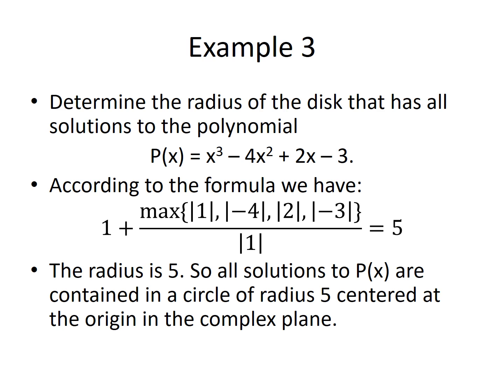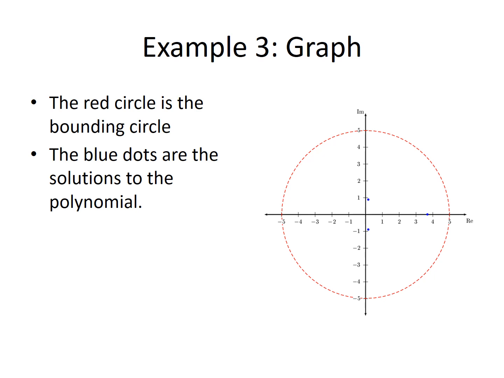So the radius is 5. So all solutions to this polynomial are contained in a circle of radius 5, centered at the origin in the complex plane. And again, here we have our axes set up with the real and the imaginary components. We have our bounding circle in red here, and we also have our solutions, which are blue dots. So we have contained all the solutions inside this red circle.